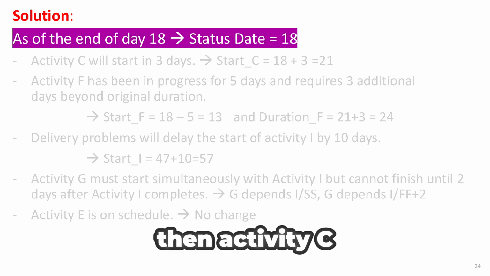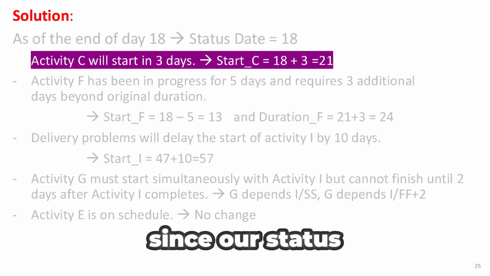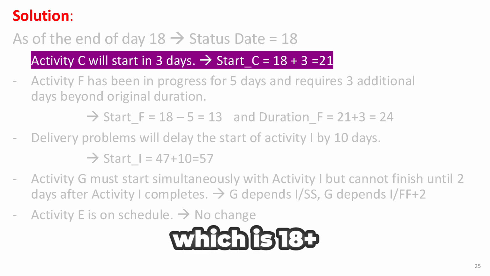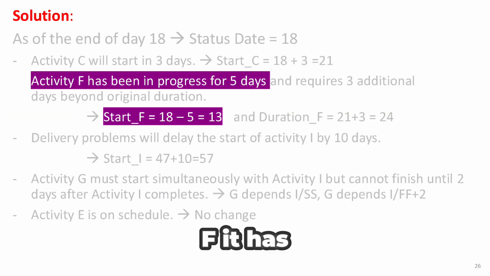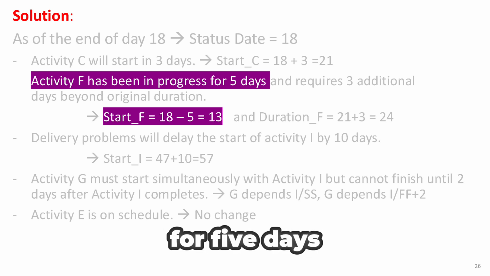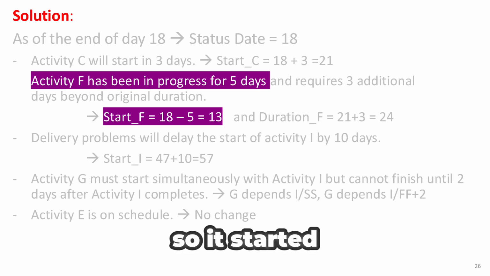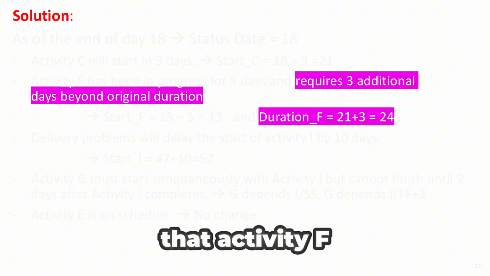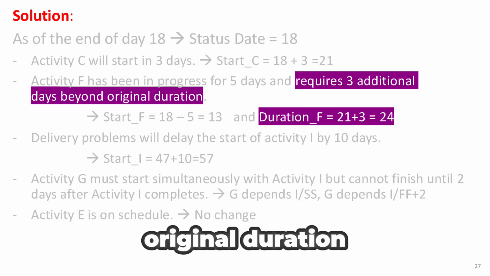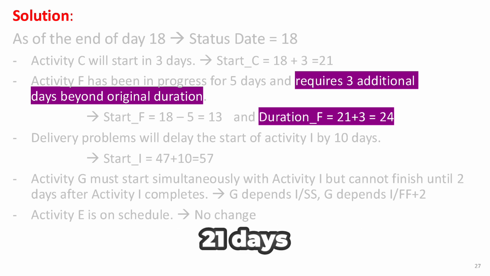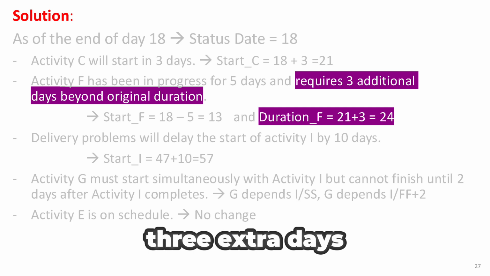Then, Activity C will start in 3 days. Since our status date is day 18, Activity C will start on day 21, which is 18 plus 3. Next, for Activity F, it has been in progress for 5 days. This means Activity F must have started 5 days before the status date, so it started on day 13, which is 18 minus 5. It also says that Activity F needs 3 more days beyond its original duration.